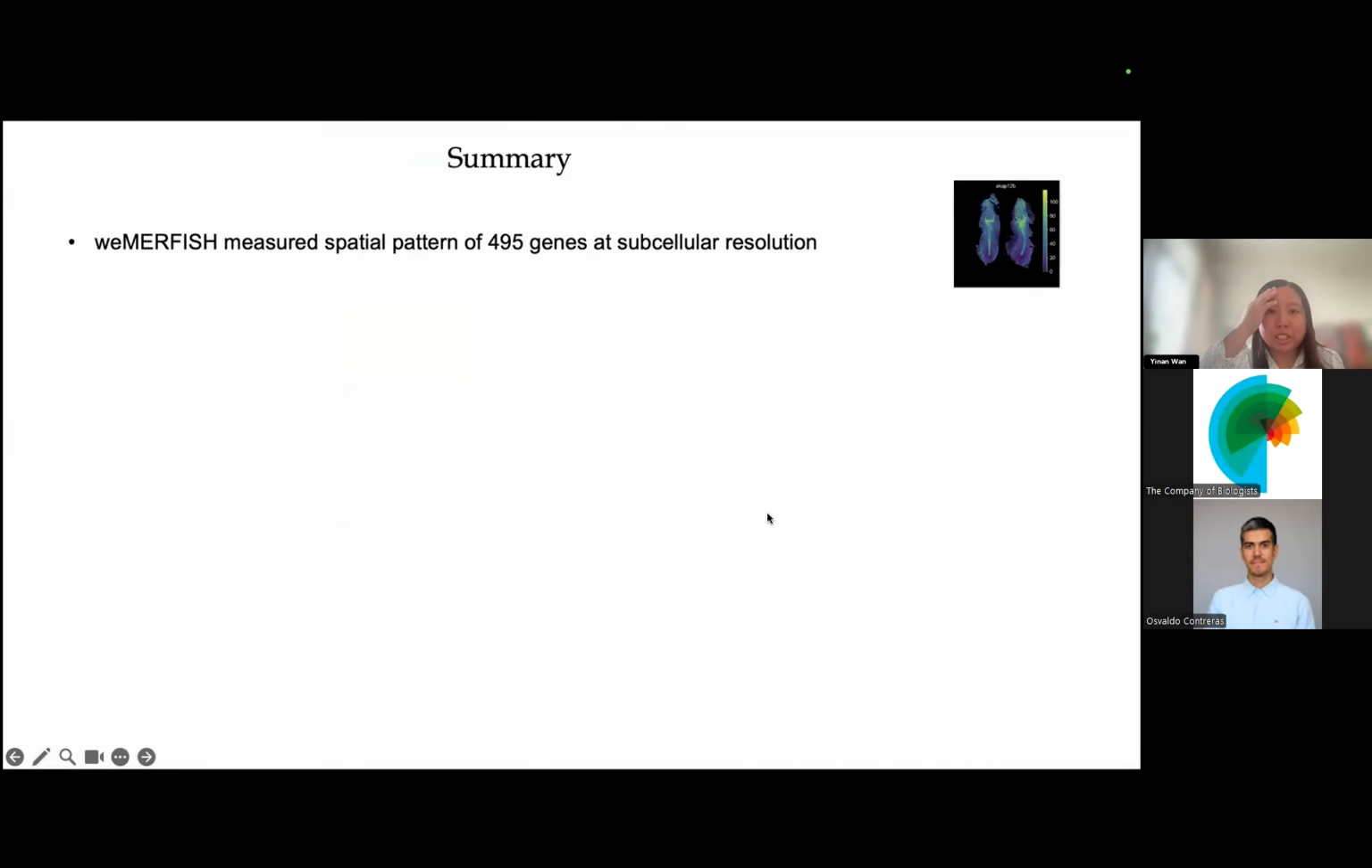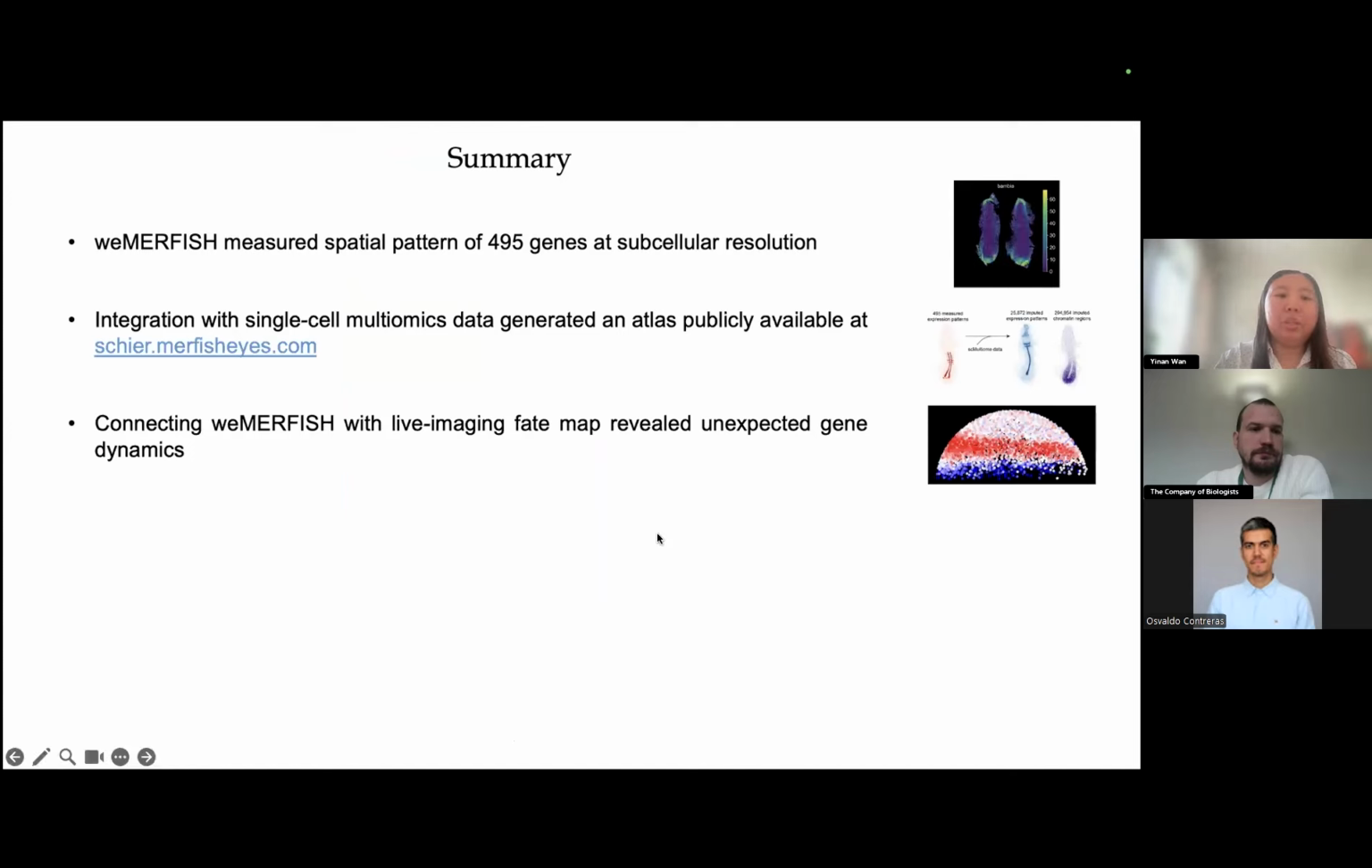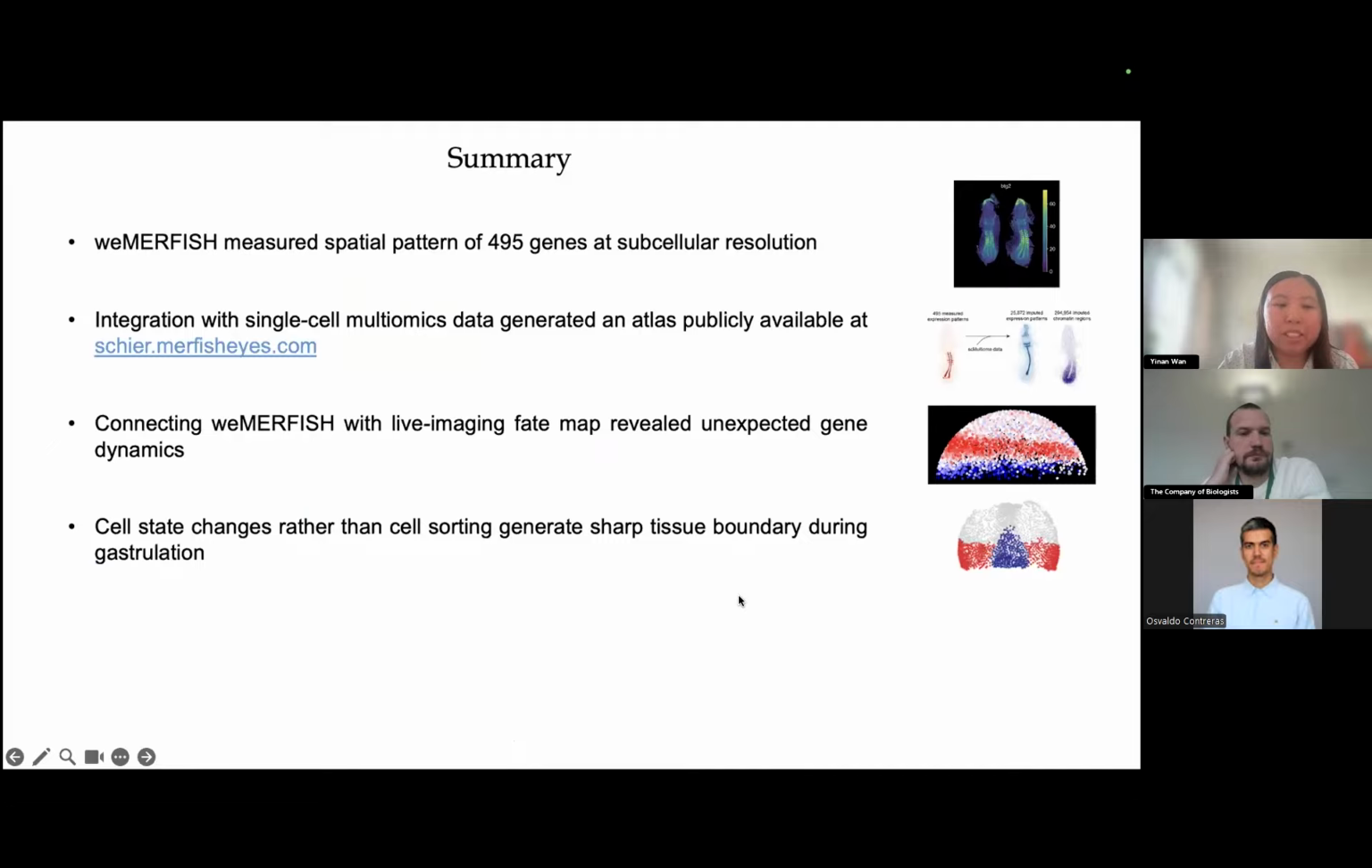So I want to do a quick summary of what I just presented. We measured the spatial pattern of 495 genes at subcellular resolution, with integration with single-cell multi-omics data generated in the atlas, publicly available online. Connecting WeMERFISH with the live imaging fate map revealed unexpected gene dynamics. Cell state changes rather than cell sorting generate a sharp tissue boundary during gastrulation.